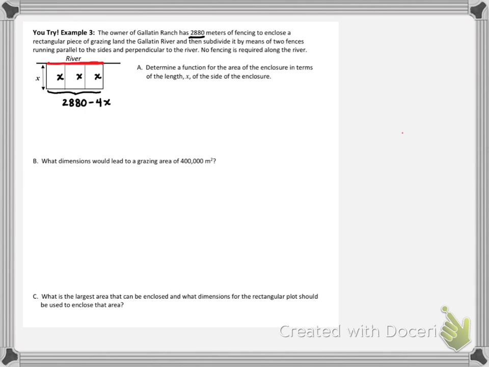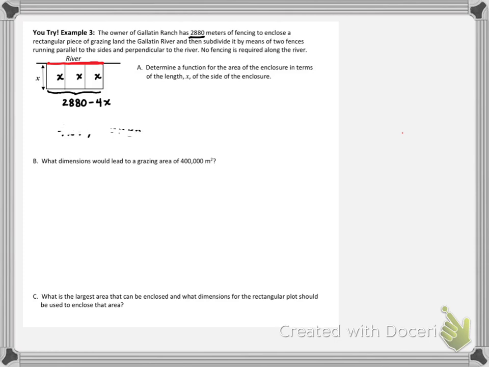So that's the way I usually think of these: I have this much fencing, and I have to use 1, 2, 3, 4x meters of fencing to make those vertical sections. And so what I have left for the length is just what I started with minus what I used for those vertical spaces. If that doesn't make a lot of sense, you can always label that length y and then say 4x plus y has to be equal to that 2880. And if you solve that for y, you get that same 2,880 minus 4x.